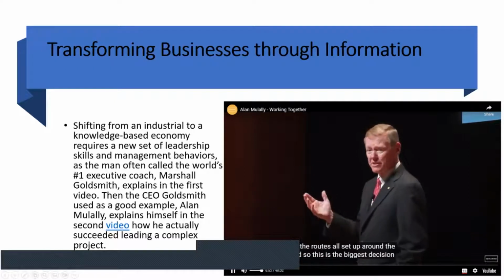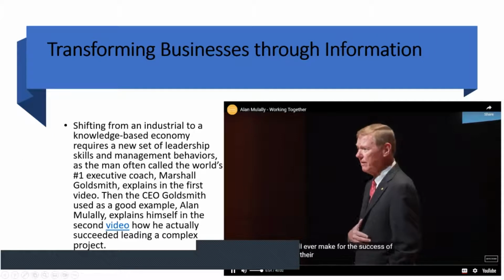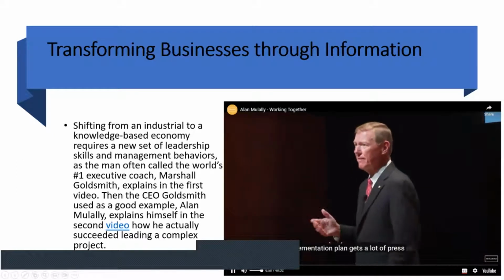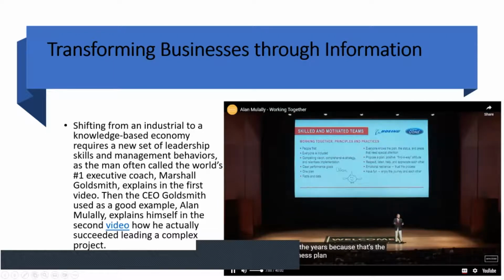So this is the biggest decision they'll ever make for the success of their company. The relentless implementation plan gets a lot of press over the years because that's the business plan review. That's the meeting that we have every week. We have everybody around the world, all networked, all the leadership team, wherever they are, and we go through the vision, the strategy, the plan, and also the status against the plan.